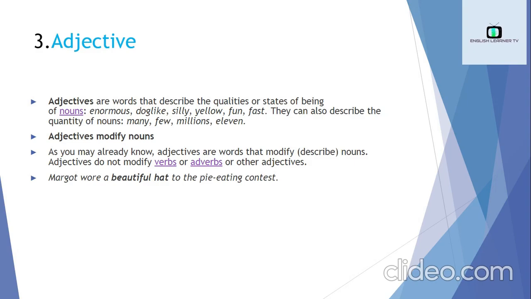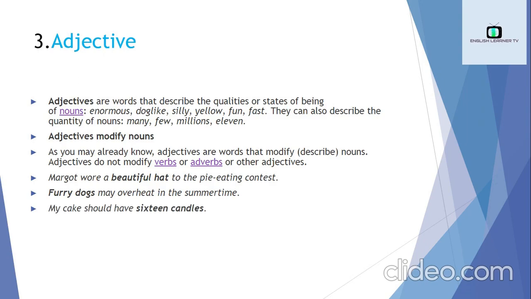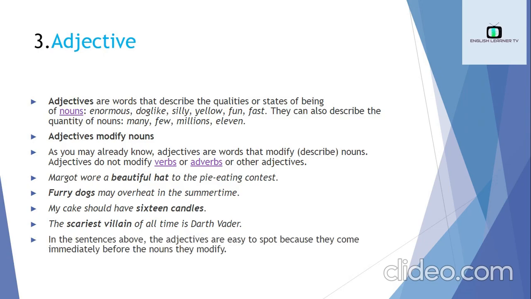Margot wore a beautiful hat to the pie eating contest. Furry dogs may overeat in the summertime. My cake should have 16 candles. The scariest villain of all time is Darth Vader. In the sentences above, the adjectives are easy to spot because they come immediately before the nouns they modify.